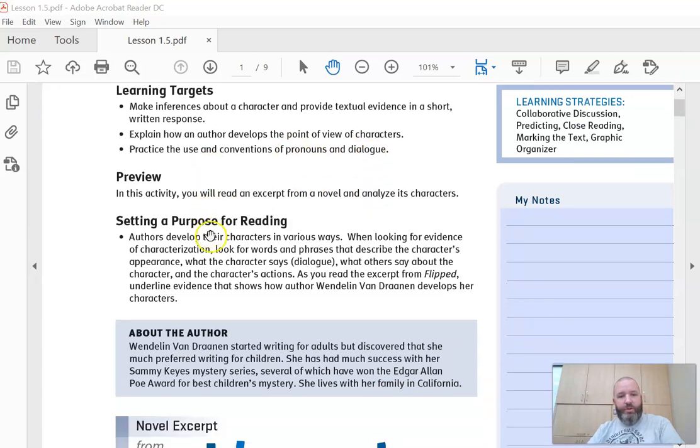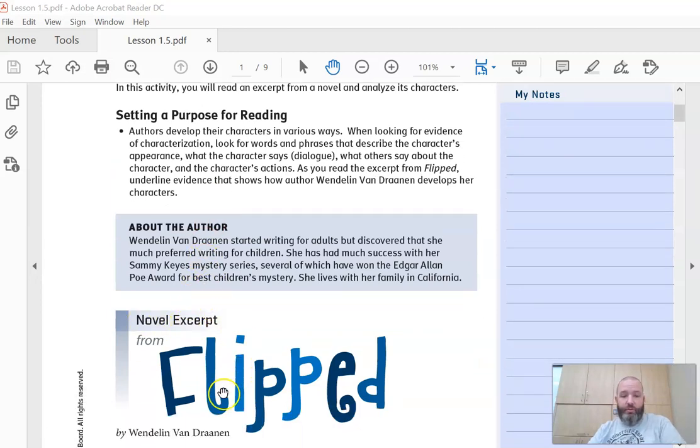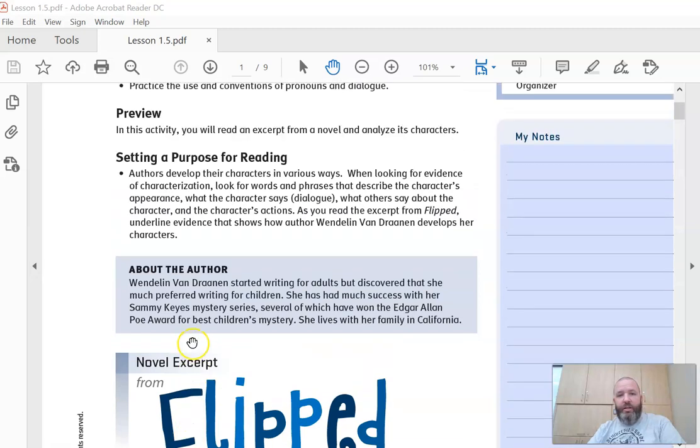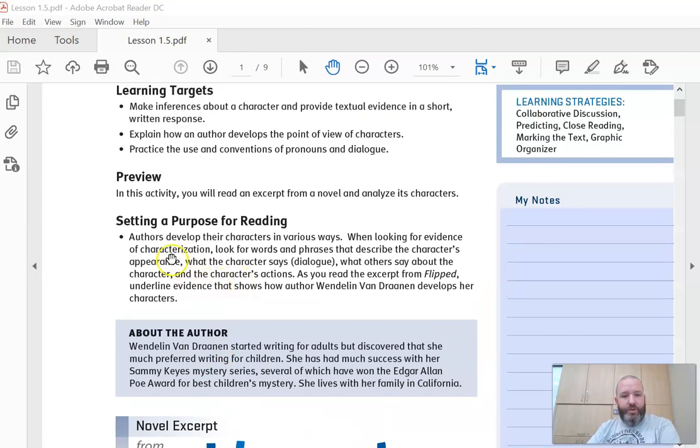So as you read the story, I wish we could read this one together. This is one of my favorites. This is an excerpt, which means a novel excerpt, which means there is an entire book called Flipped by Wendelin Van Draanen. So this is like the first chapter of that book. If you like it, there's a book, and I think there's even a movie from this that is pretty good. Okay, so as you read, here's what it wants you to do.